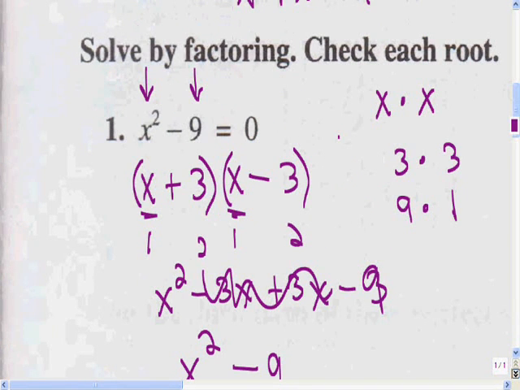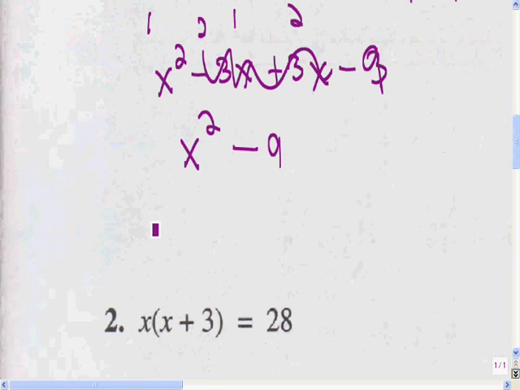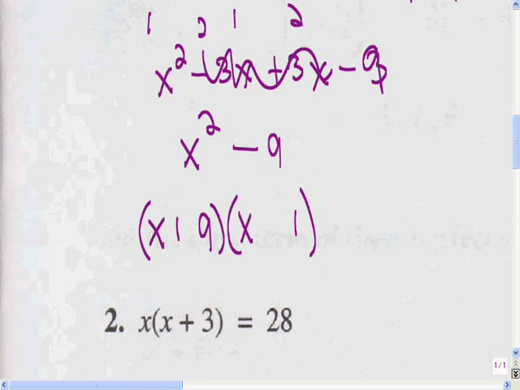If I was to put 9 and 1 here and then multiply it out, I wouldn't get the right number. I wouldn't get x squared minus 9. I would get some other number. Here, let's do it just for fun, just to see what we get. X times x is x squared. X times negative 1 is negative x. Positive 9 times x is a positive 9x. And positive 9 times a negative 1 is a negative 9.